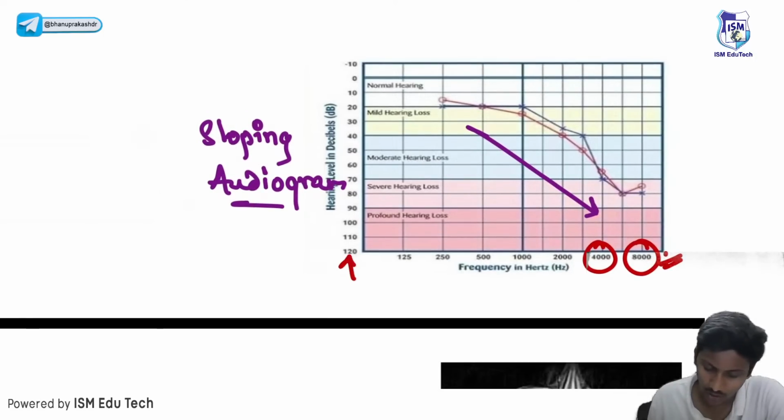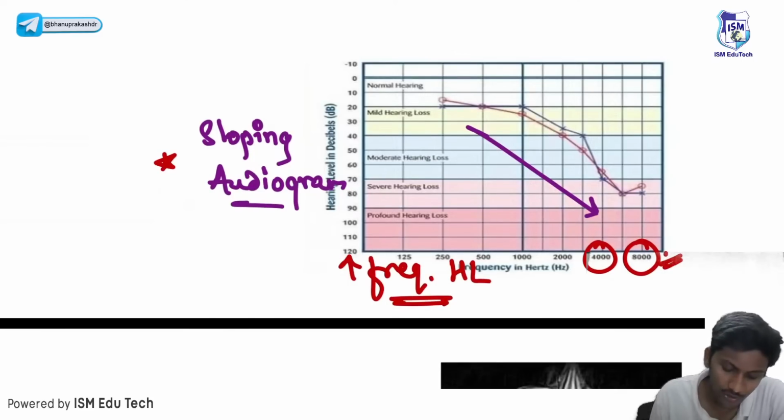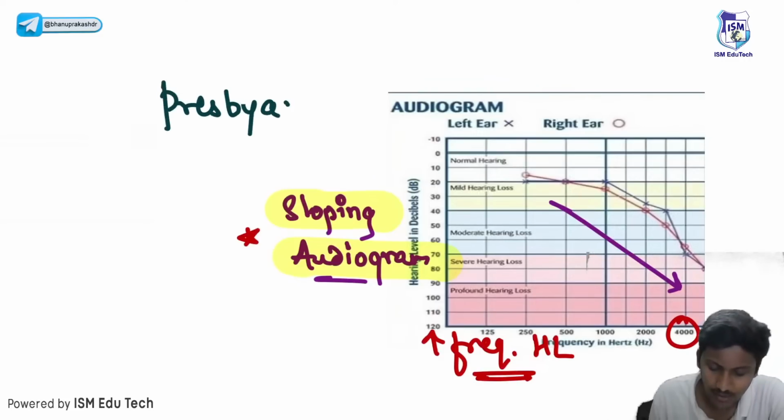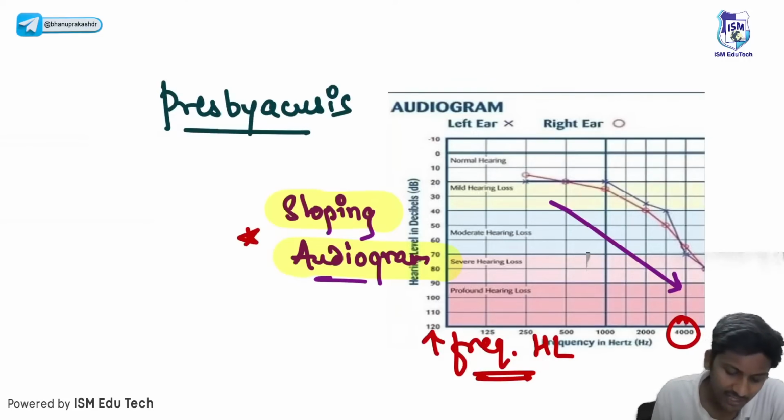High frequency hearing loss is usually there in this patient in the early stages of the disease, and a sloping audiogram is obtained. Where is a sloping audiogram seen? So please remember, a sloping audiogram is usually seen in cases of presbyacusis. What is presbyacusis? Presbyacusis is nothing but age-induced hearing loss.